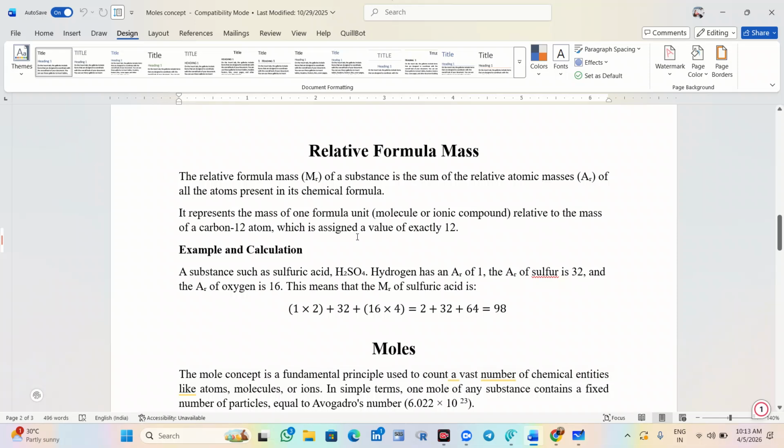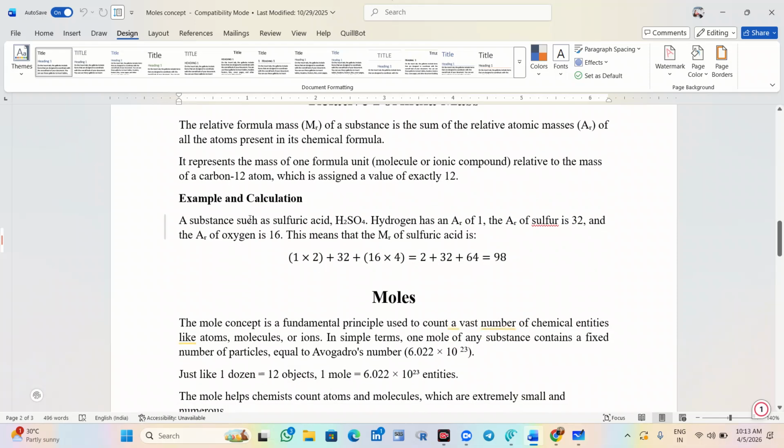Generally, we calculate relative formula mass for compounds. Relative atomic mass is for elements. Elements means only one element will be there, but in the case of compounds we will have one or more elements. So for that reason we need to sum up all the relative atomic masses of the elements present in that compound. It represents the mass of one formula unit, molecule or ionic compound relative to the mass of the carbon-12 atom, which is assigned the value exactly 12.